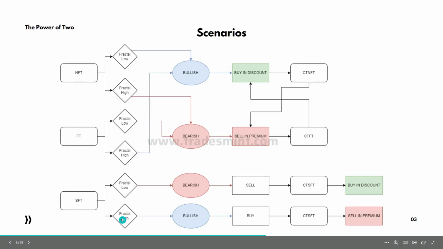SFT on a fractal high, therefore we are in a bullish market. We can look to buy and omit premium discount, and then we can also capitalize on counter trend SFT, but remember to bring back premium if we're looking at counter trend of an SFT environment.